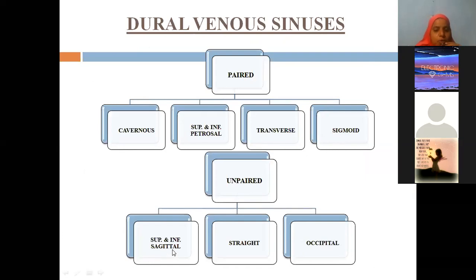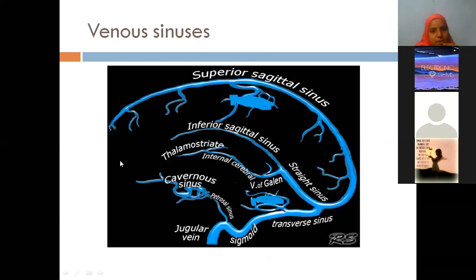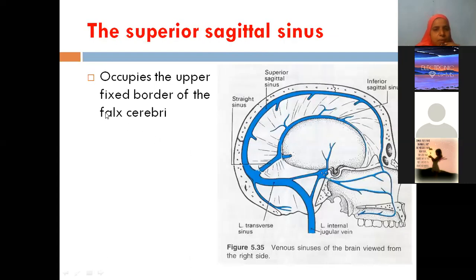Unpaired ones are superior and inferior sagittal, straight and occipital. We will see all these sinuses. Okay, so this is associated with falx cerebri superiorly. This is associated with falx cerebri inferiorly. Superior sagittal sinus, inferior sagittal sinus. Okay. Now let us describe this superior sagittal sinus.